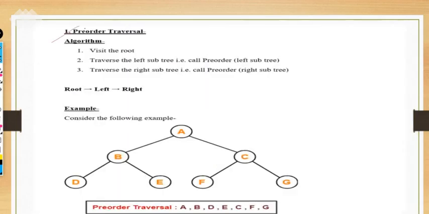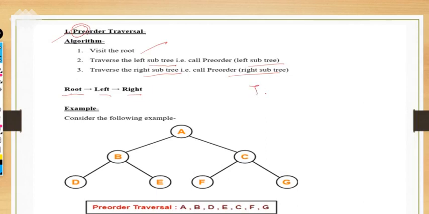First is pre-order. What is the algorithm for pre-order here? First you have to visit the root node, then traverse the left subtree, whatever is present on the left side of the root node, and after that traverse the right subtree, what is present on the right of the root node. So first root, then left, then right. That is considered pre-order. Pre, as its name indicates, means before. That means we are focusing on the root. Root should be before the left and right subtree, right?